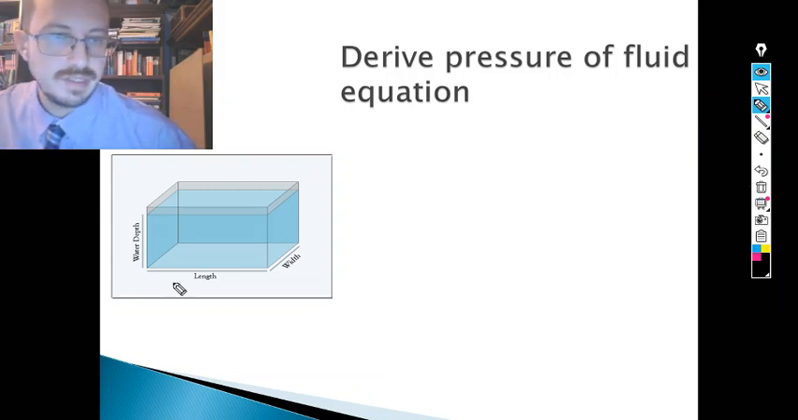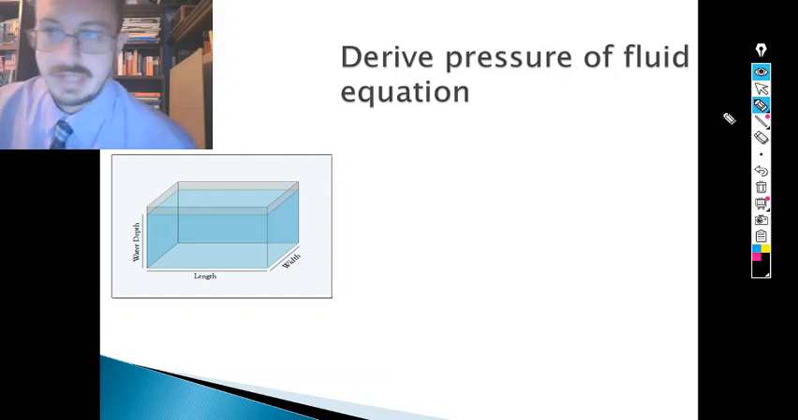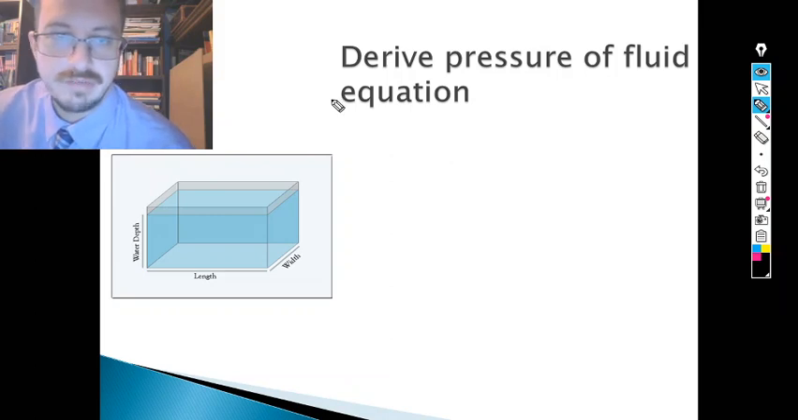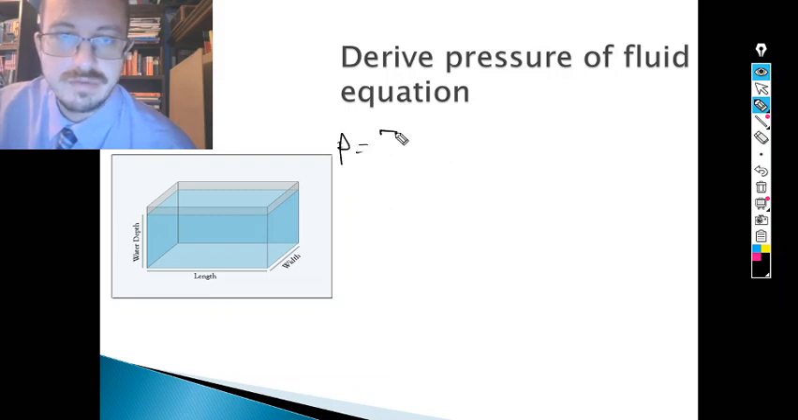Consider this tank of water here. It's not cubic, but a rectangular prism. And remember that we first have to have a general definition of pressure here. The general definition is that pressure is equal to force per area. So in general, pressure is force per area.